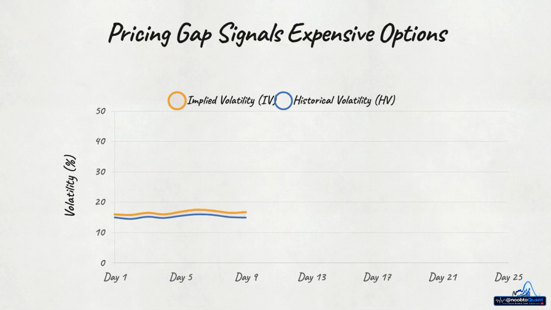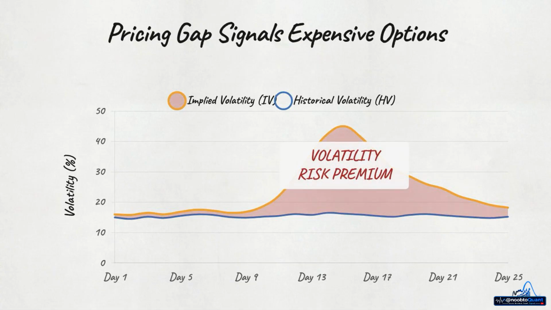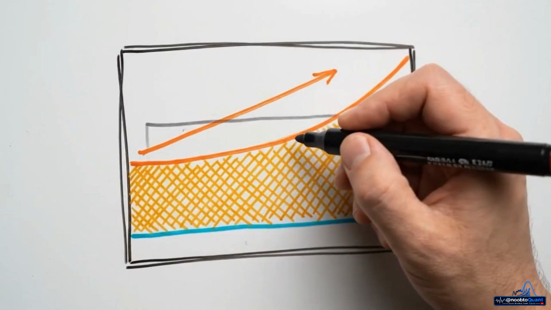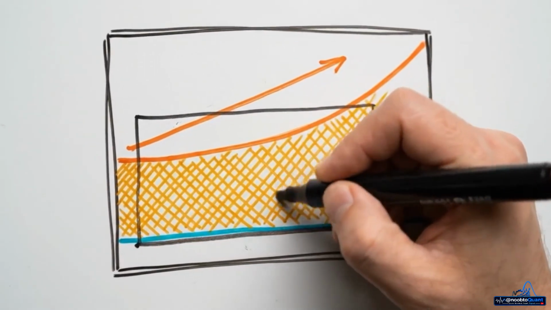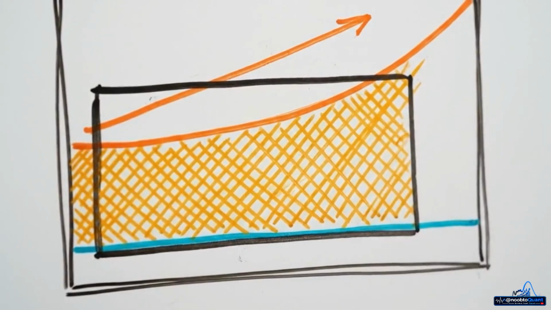When the implied volatility line expands significantly above the historical volatility line, the options are expensive. This gap is known as the Volatility Risk Premium. This specific, measurable distance between expected fear and historical reality is exactly where the options trader finds their edge.